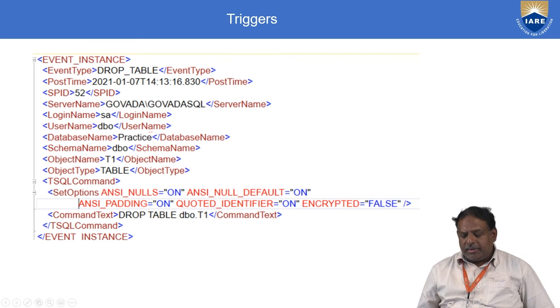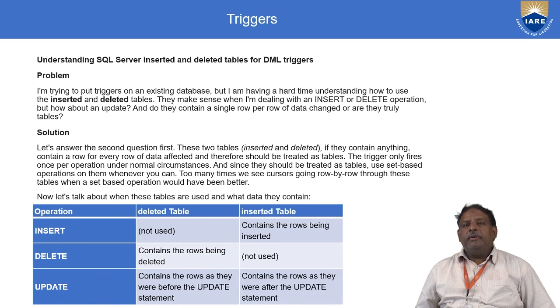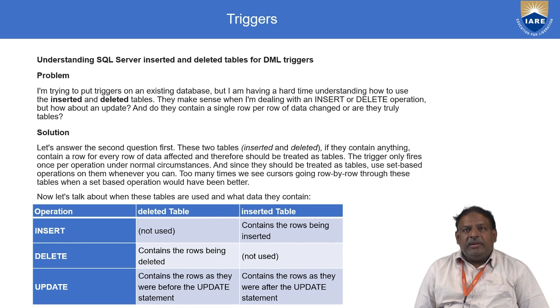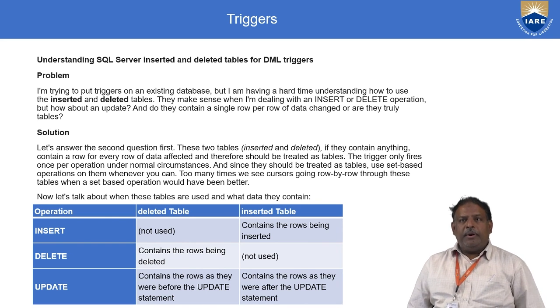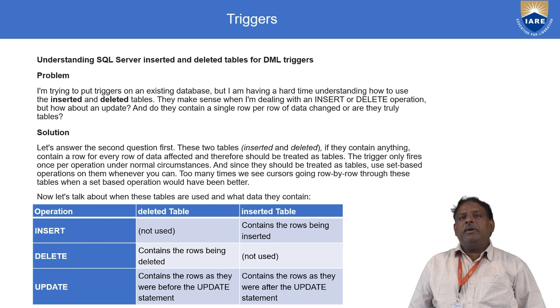This is about triggers. One more last topic is what are the SQL inserted and deleted tables. The question: I'm trying to put triggers on an existing database, but I'm having a hard time understanding how to use inserted and deleted tables. They make sense when I'm dealing with an insert or delete operation, but how about an update? Do they contain a single row per row of data change, or are they truly tables? But this is my question, okay?